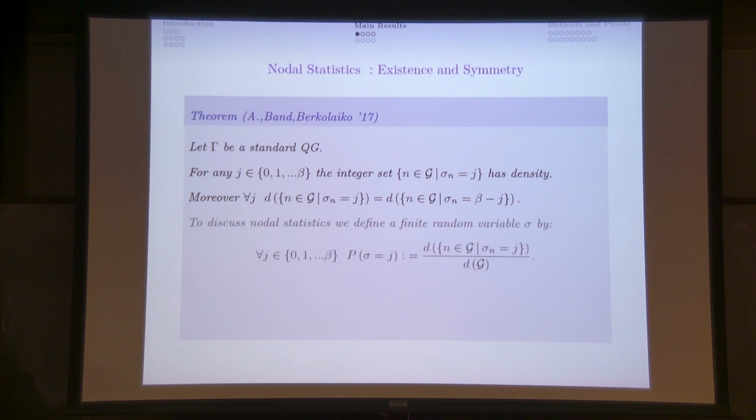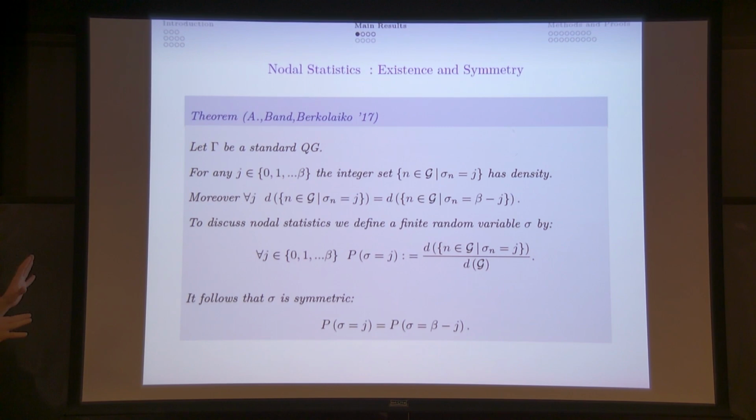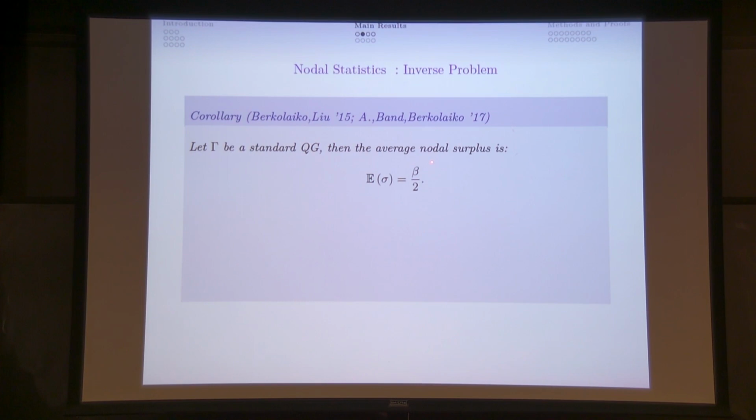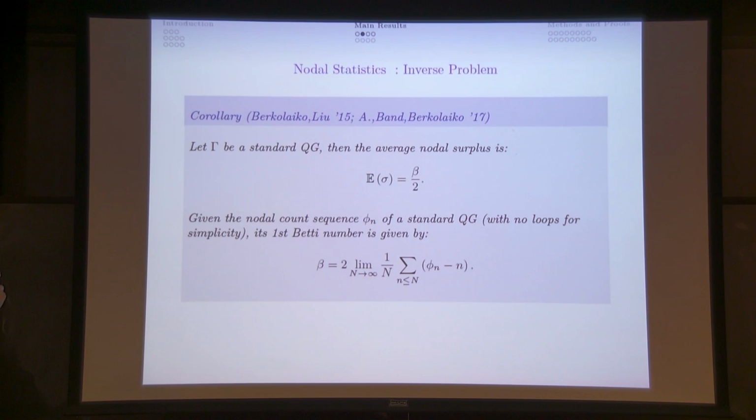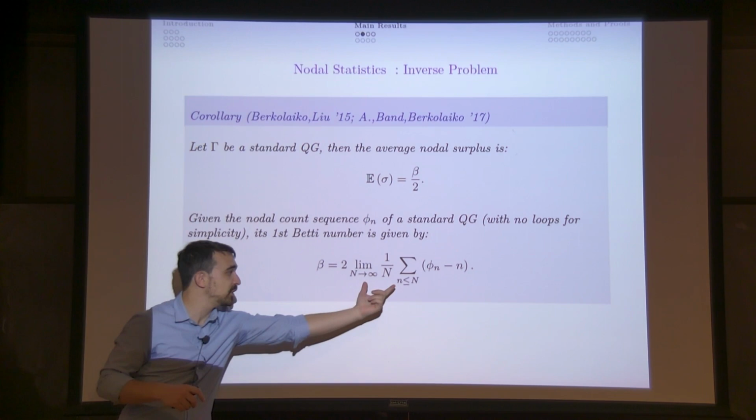Now, just to make the statements a bit nicer, I would define some kind of auxiliary random variable that gets these values with these probabilities. And then what I have is that this random variable is symmetric around beta over 2. First, that's a statement that we cannot do for planar domains. So that's already an achievement. But now, just this symmetry tells us that we know something about the average nodal surplus, which is beta over 2. So we actually have some kind of an inverse problem. If I'm just given the nodal count sequence of a standard quantum graph, and let us for a minute assume we have no loops, then I can get its first Betti number by just averaging this nodal surplus.